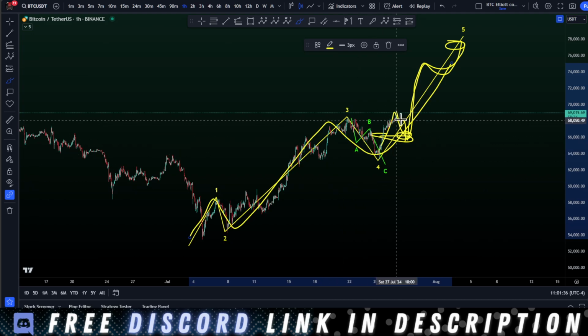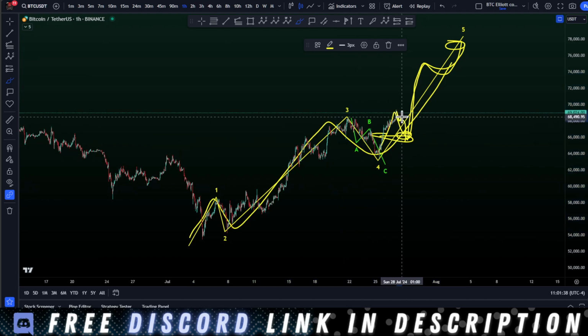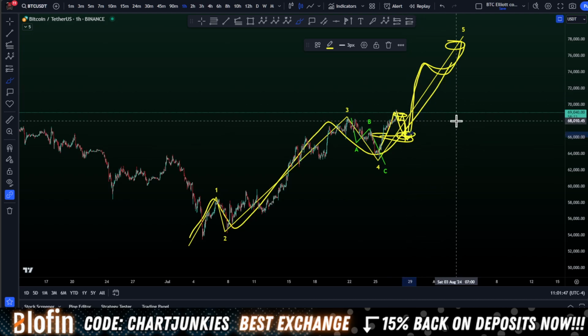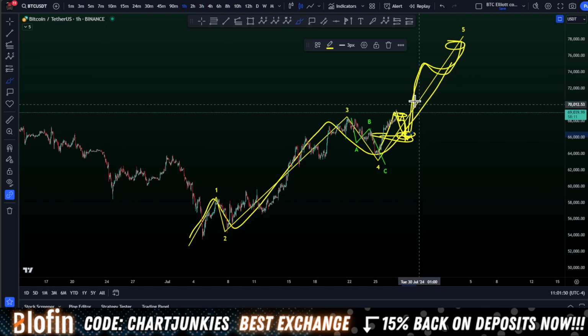That's it. So right now I'm looking for a nice rejection here, a pullback. Look to fire a little bit of a short here on a pullback. Take it down to around 66k, and then we're flipping long. That's just the move. That's what I'm playing right now.